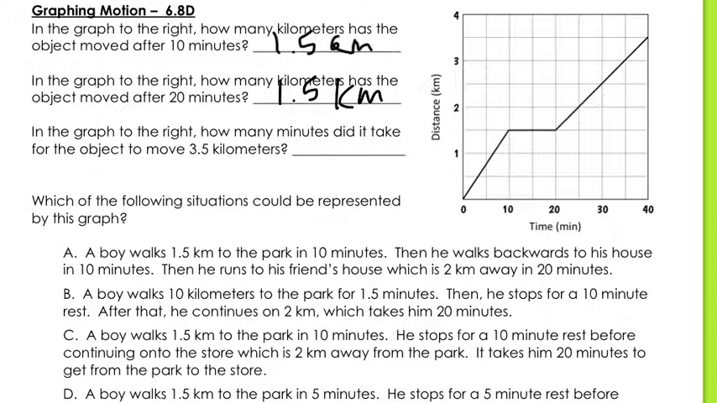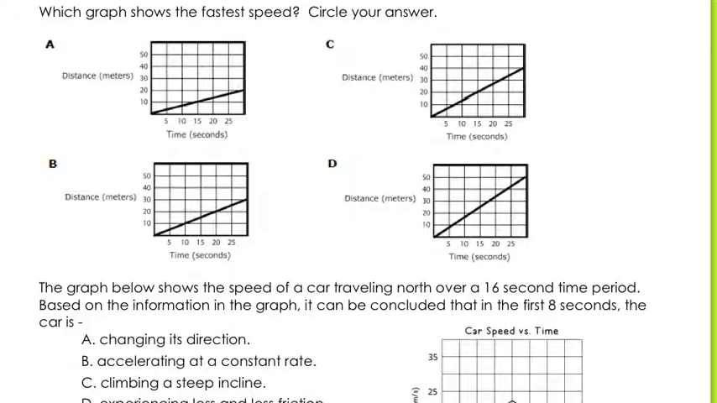In the graph to the right, how many minutes did it take the object to move 3.5 kilometers? So this one you go up to distance 3.5, then you go over, and it took 40 minutes. Which of the following situations could be represented by this graph? It should be C. Which graph shows the fastest speed? You're looking for the one that has the steepest line. That's going to be D.